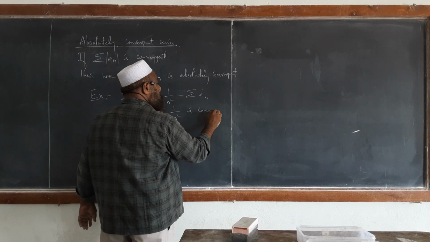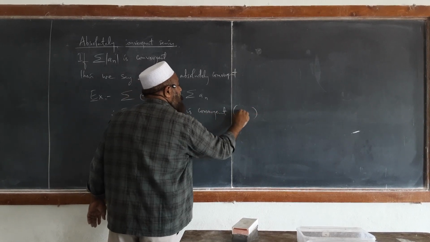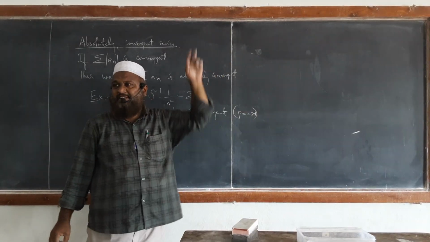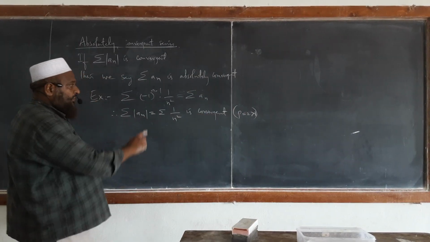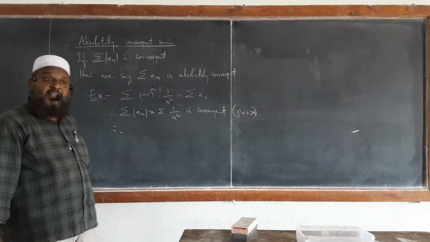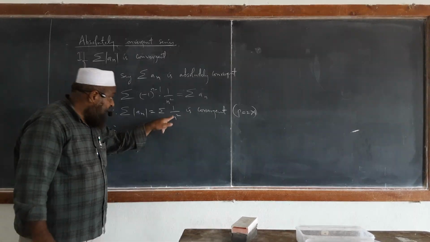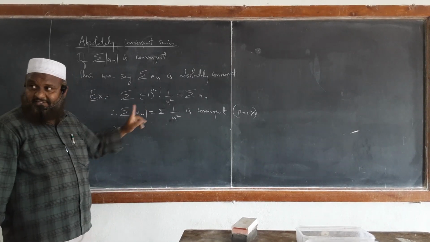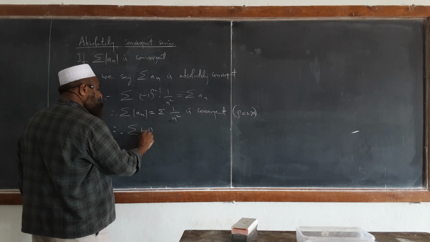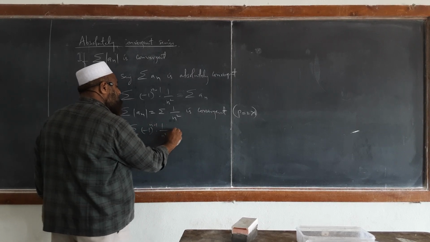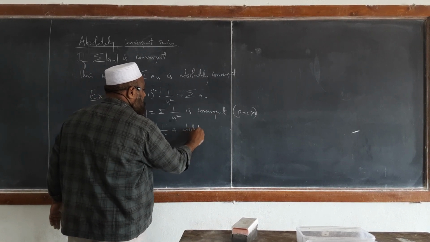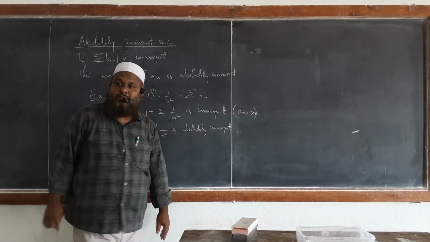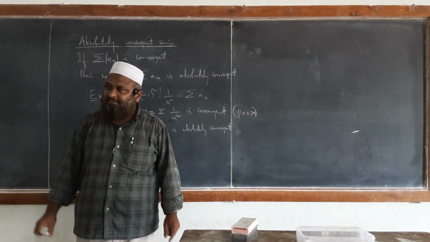Why is it convergent? P is equal to 2, greater than 1. I should write fully. P series, P value 2 greater than 1. Therefore, what is absolutely convergent, this or this? First one, this one. So sigma (-1)^(n-1) into 1 by n square is absolutely convergent. Okay. This is the end of part 4.